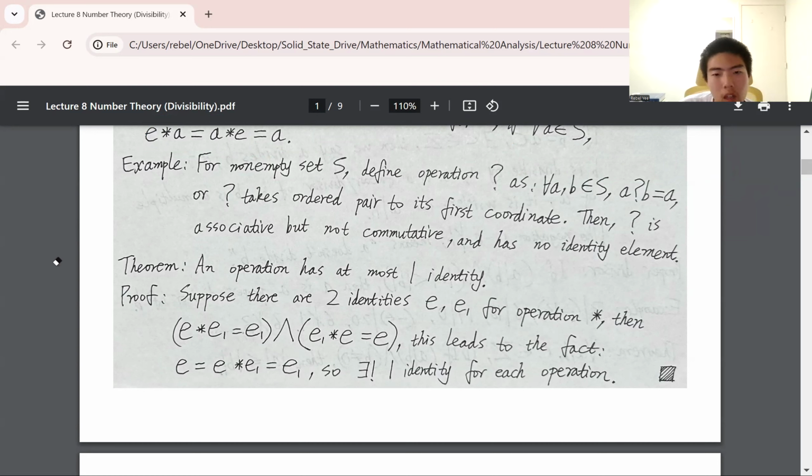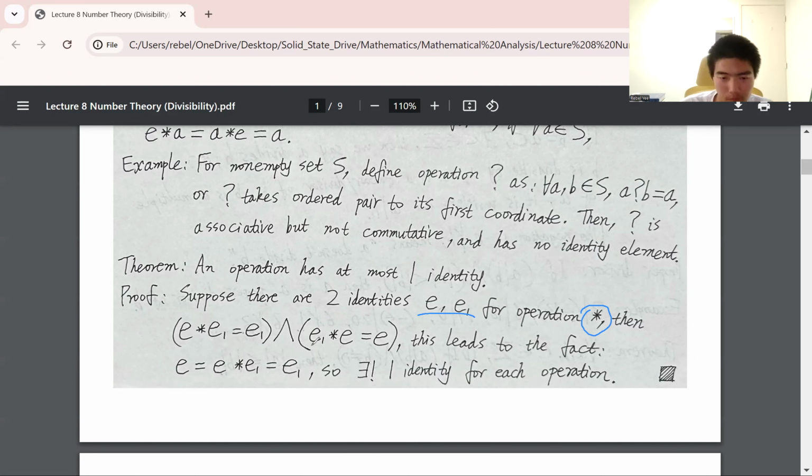Okay. So suppose there are two identity elements E and E1. For the operation, it can be anything. First, E operated with E1 is equal to E1. This is by the identity property, right? Imagine E is the identity. So operate with E1 is equal to E1.